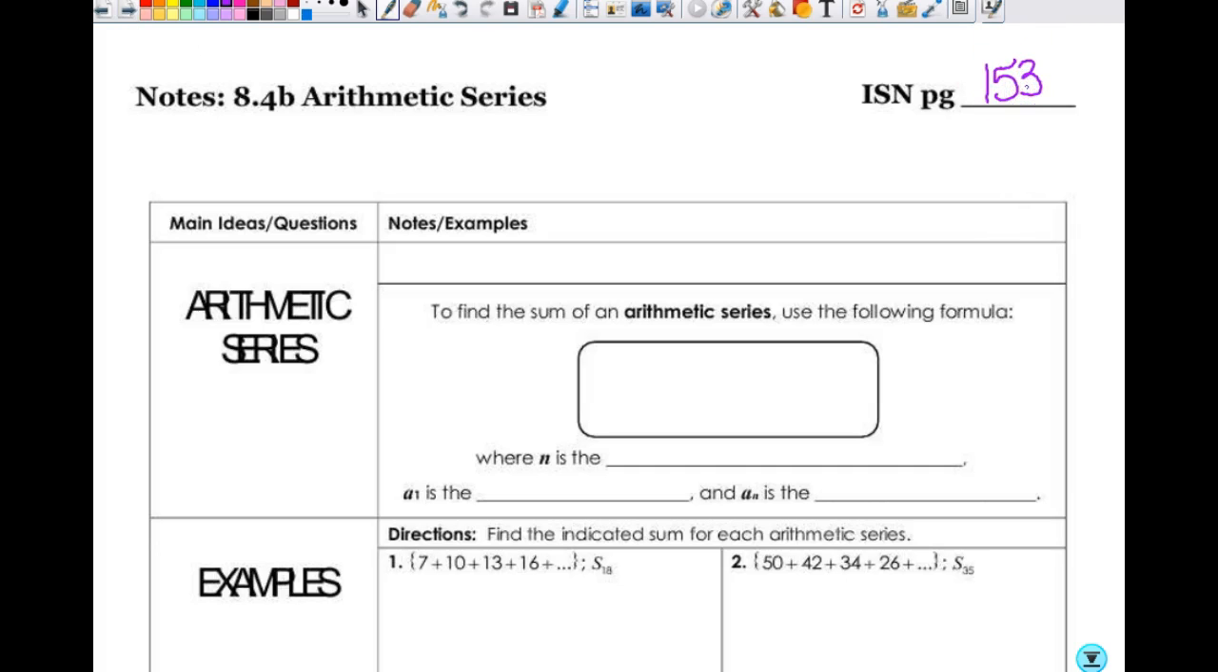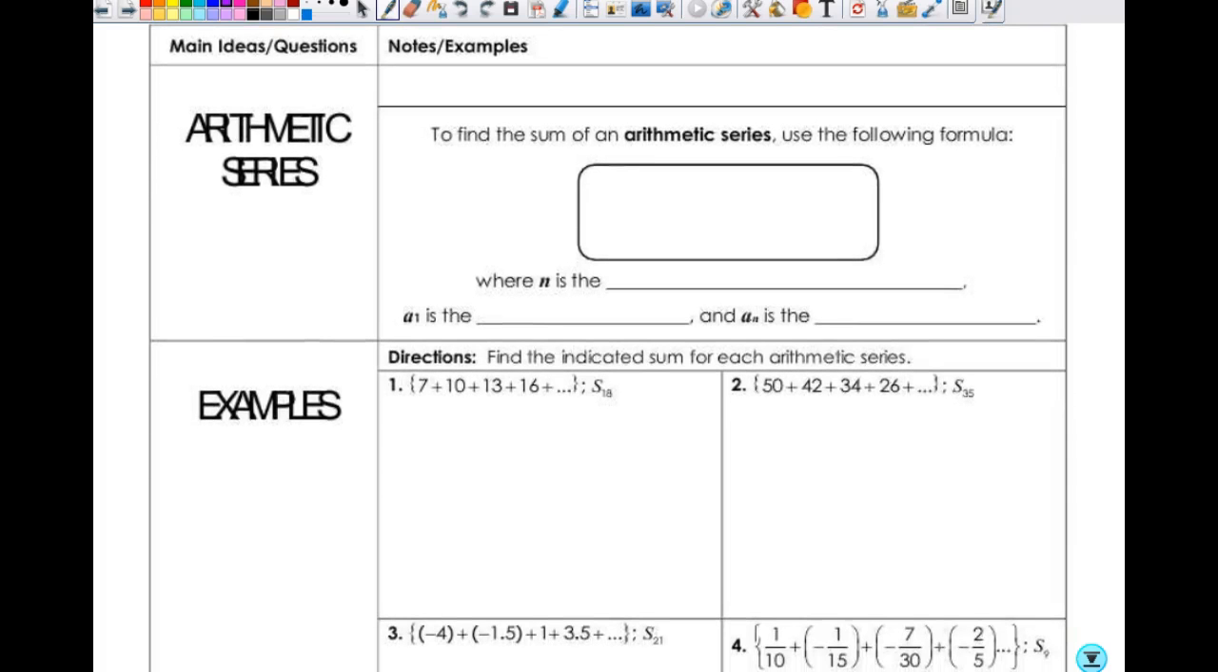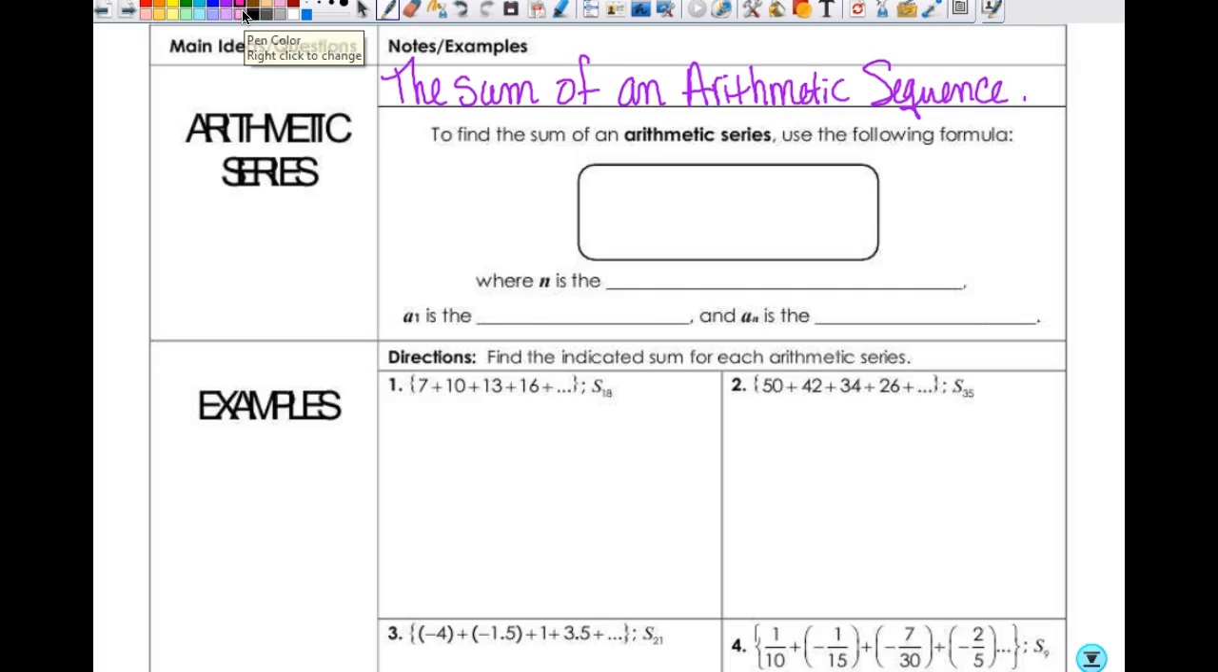So we've talked about arithmetic sequences. We are going to look at what an arithmetic series is. It is just the sum of an arithmetic sequence. It's that easy. So when I want to find the sum of that, here's the formula that I use. S sub n is equal to n times a1 plus an over 2. Looks just like that.